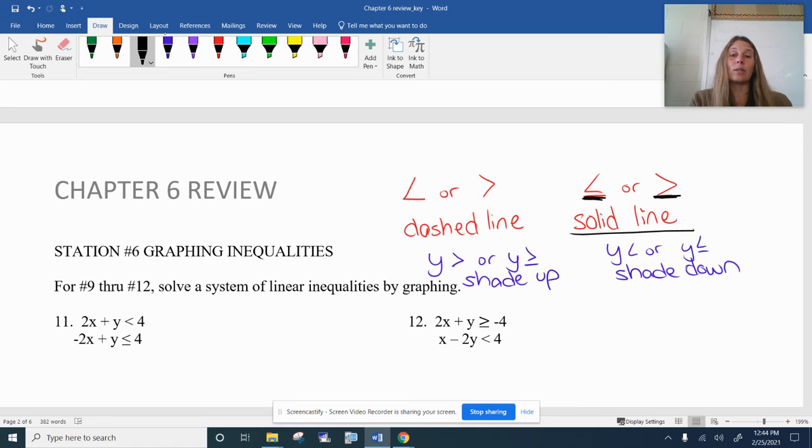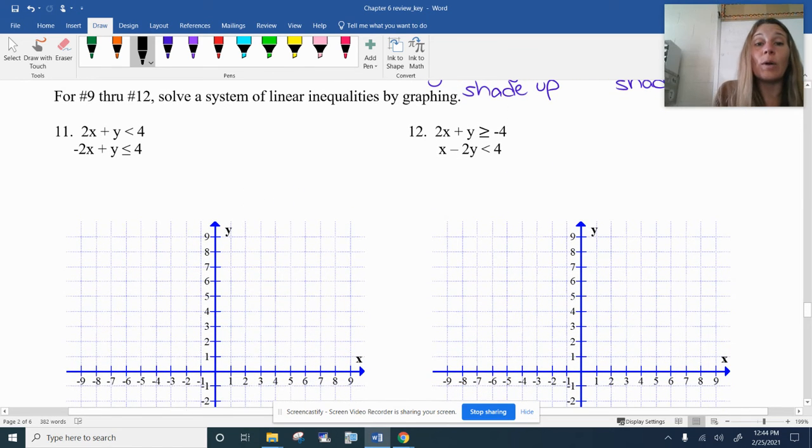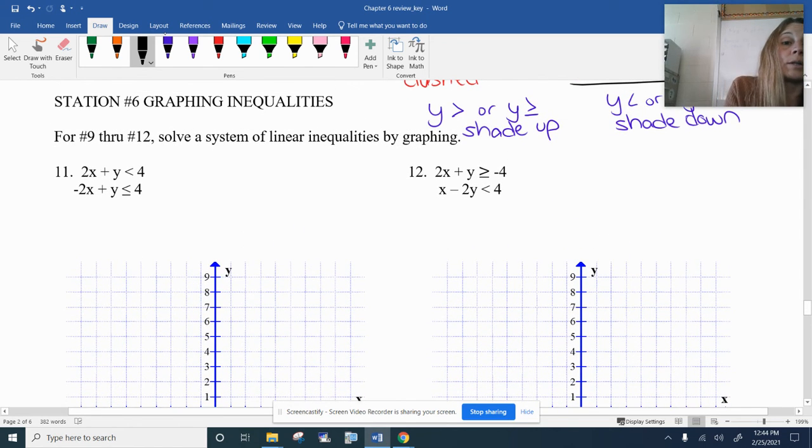If it's y is greater or y is greater than or equal to, you shade up because the greater y values are up. If it's y is less than or y is less than or equal to, you're going to shade down because the lesser y values are lower on the graph or down. All right. Again, you have to get these into slope-intercept form first in order to graph them.